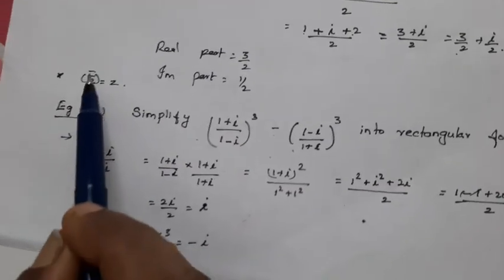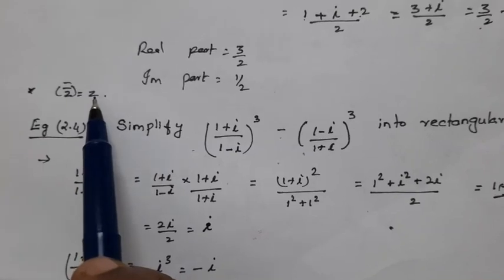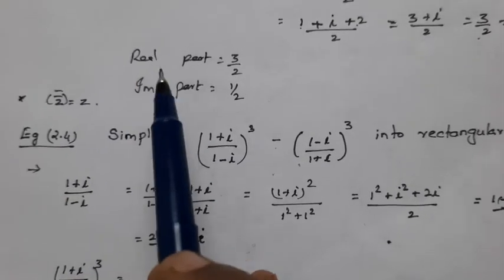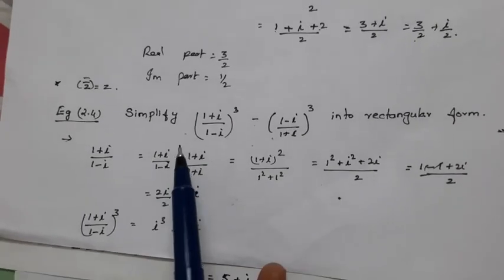And then z bar the whole bar is equal to z. That is, conjugate of a conjugate is the number itself. So these are the things we have learnt in the previous session. Now let us pass on to the example problems.